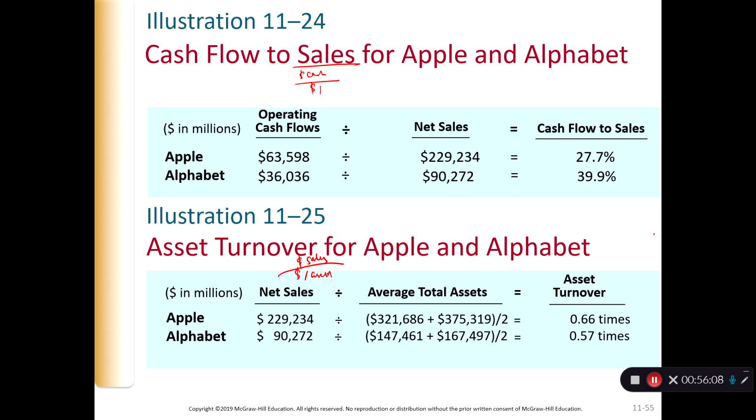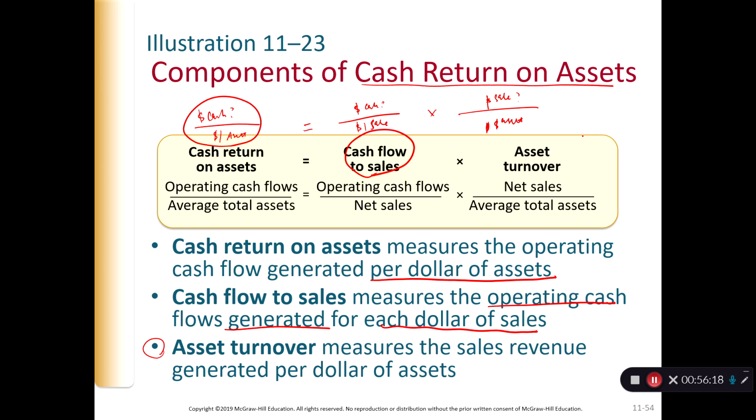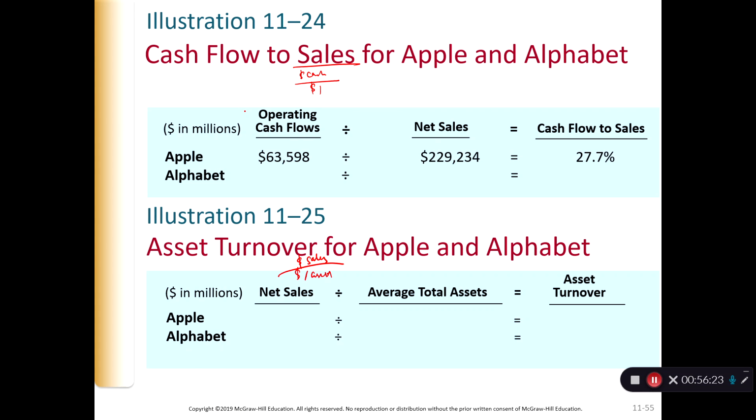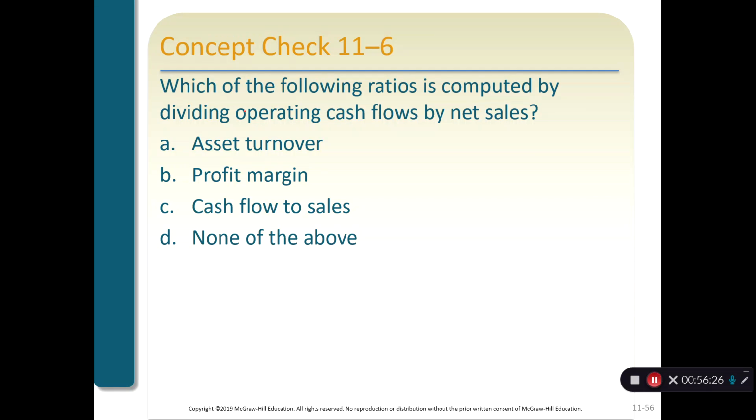So if you multiply these two numbers together, 0.66 multiplied by 27.7, you should get the cash return on the asset. So basically, for $1 of asset, how much cash can I generate? Which of the following is the ratio computed by dividing operating cash flow by net asset?